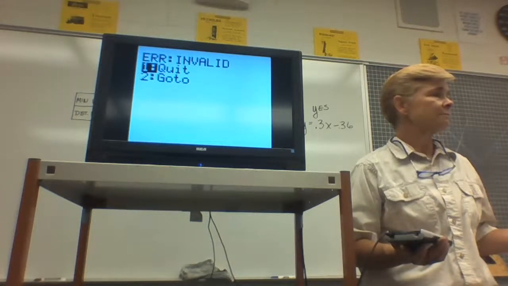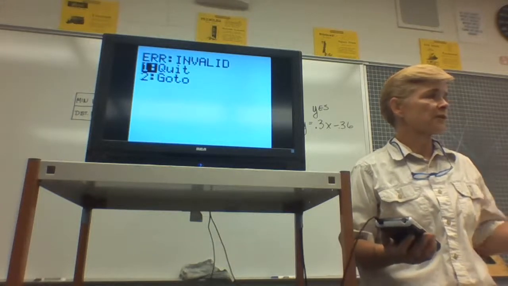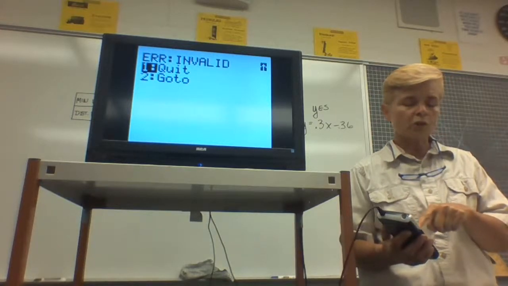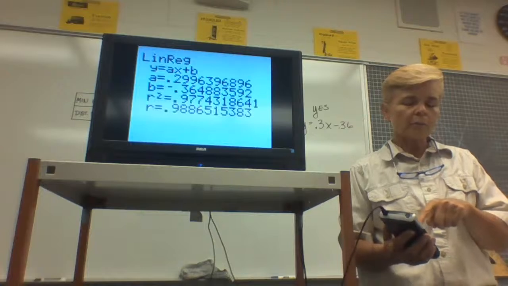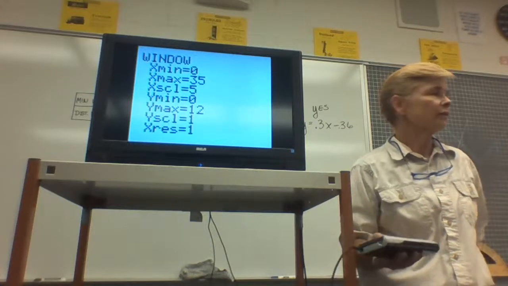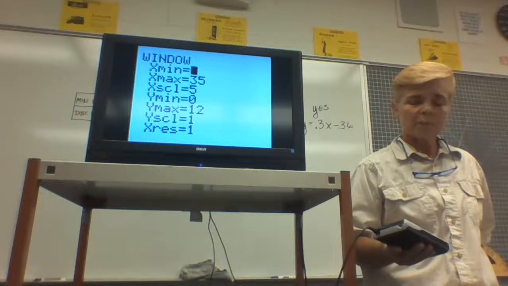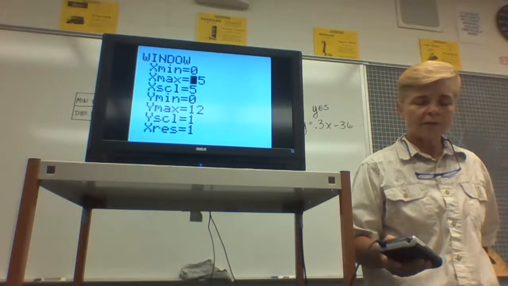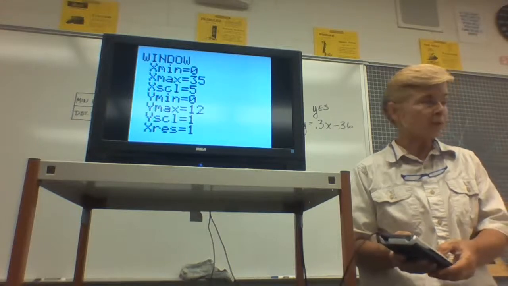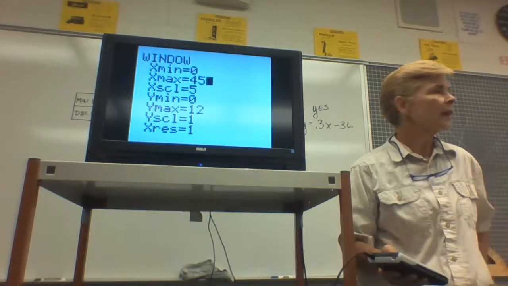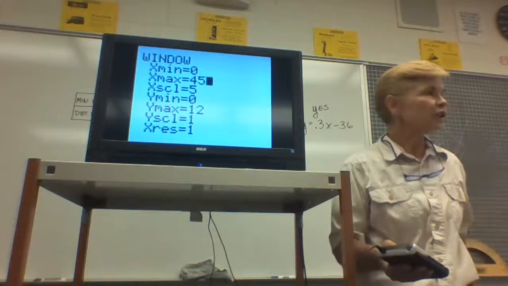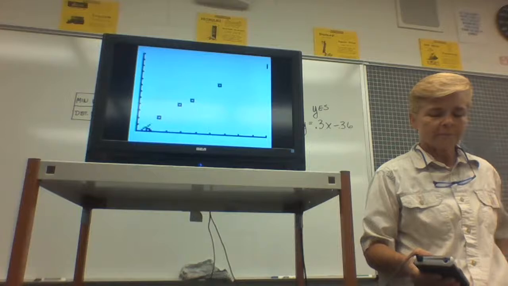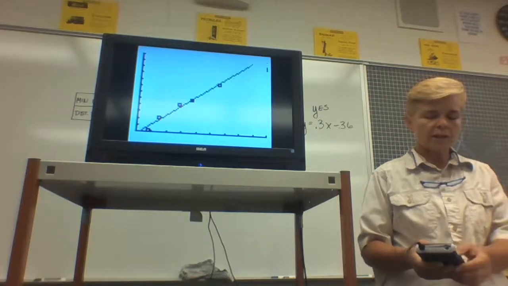You get an error. Why? I'll tell you. Because if you'll remember in the window, your x's only went to 35. So it will not make a prediction about 40. So what you have to do is come down to your x max and make it something past 40, like 45 instead, so that your x values include the number 40, because that's where you want to make a prediction. Then go back to graph, wait for it to finish, and do it again.